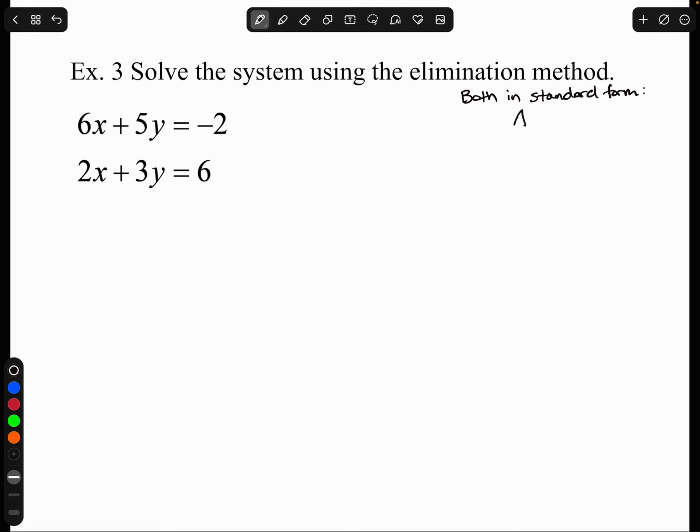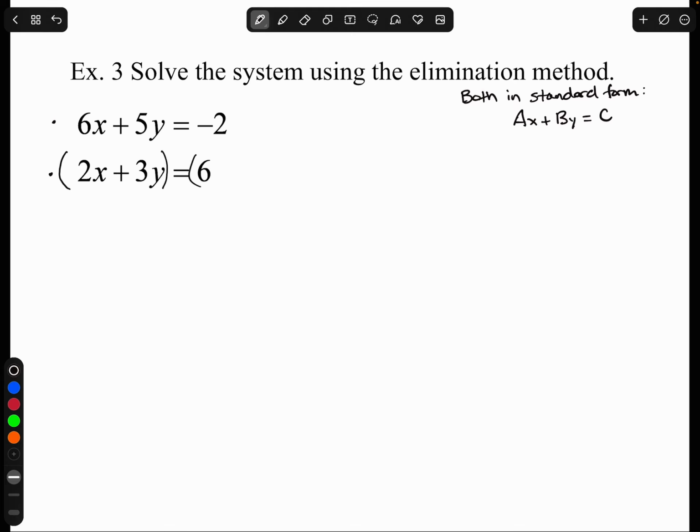So remember, standard form is when we have ax plus by is equal to c. So our objective when we use elimination is we want to add the two equations together, but we want to eliminate a variable by adding, essentially what we call a zero pair, so that they cancel each other out. So in this case right now, if I tried to add 6x plus 5y equals -2 and 2x plus 3y equals 6, nothing would cancel out. We'd have 8x's, 8y's, and 4 for our constants.